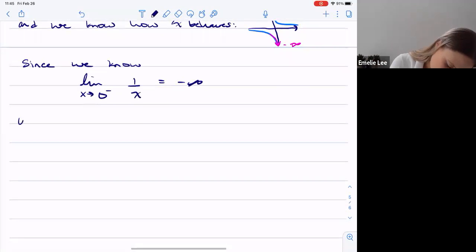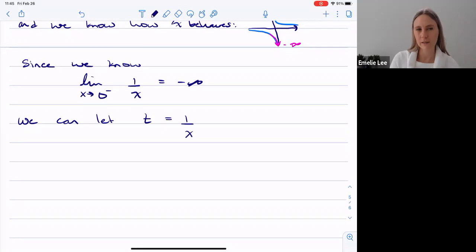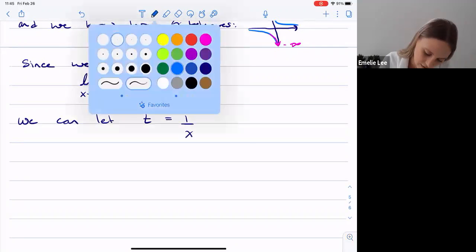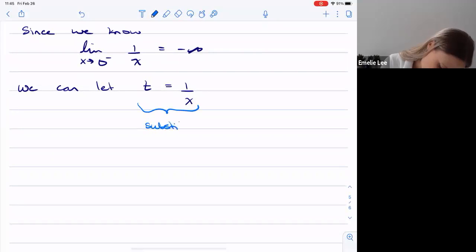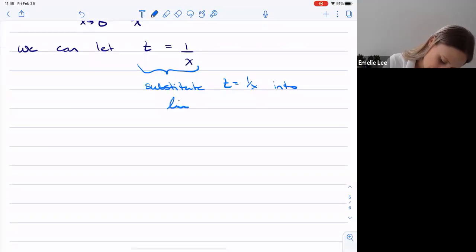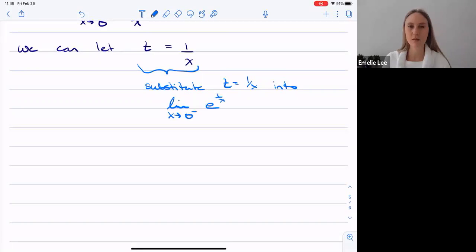So we can let t be 1 over x. Okay. So then when I rewrite, we can substitute t equals 1 over x into the limit as x goes to 0 from the left of e to the 1 over x.